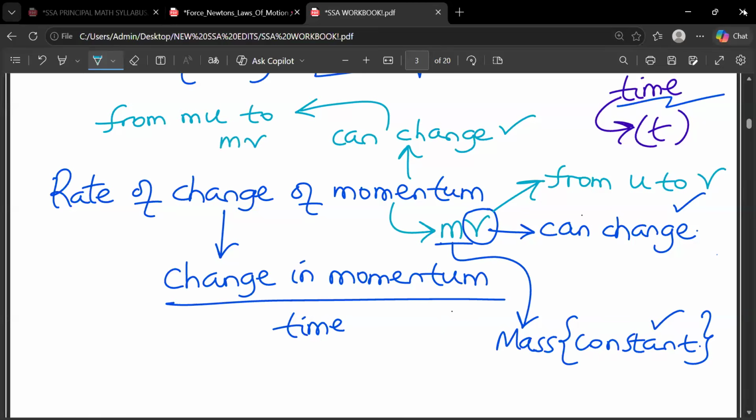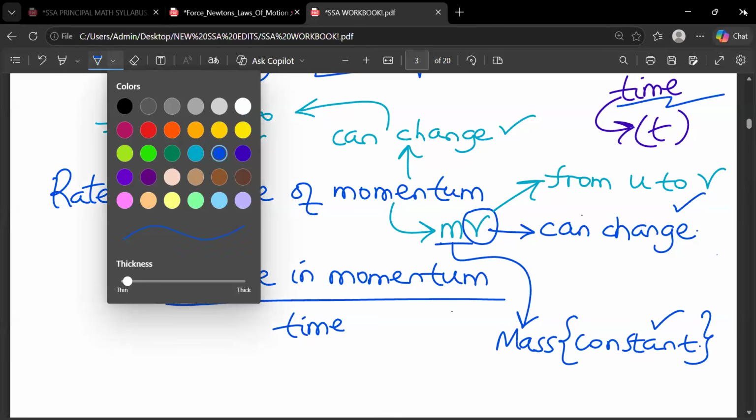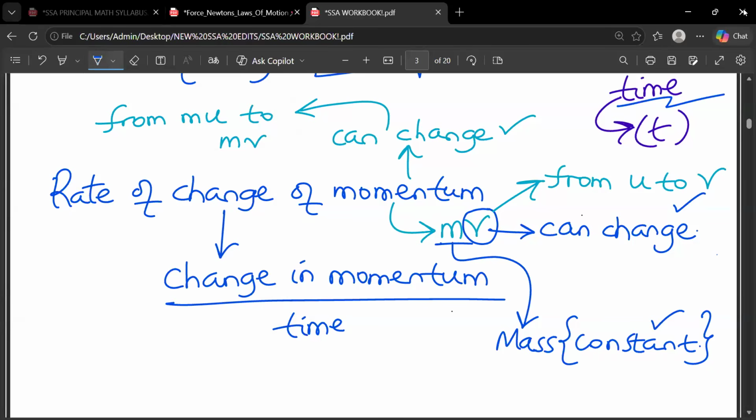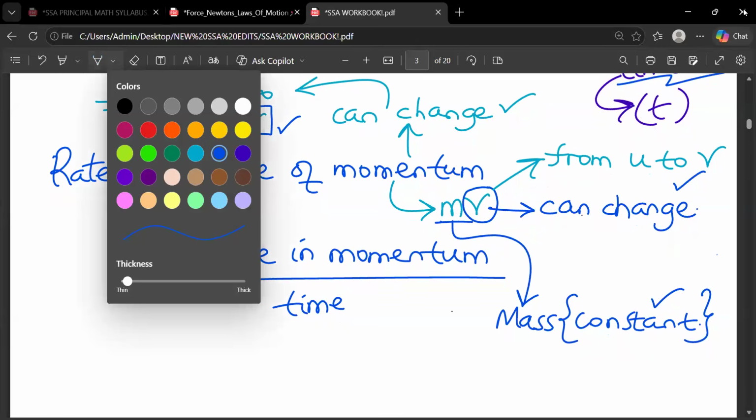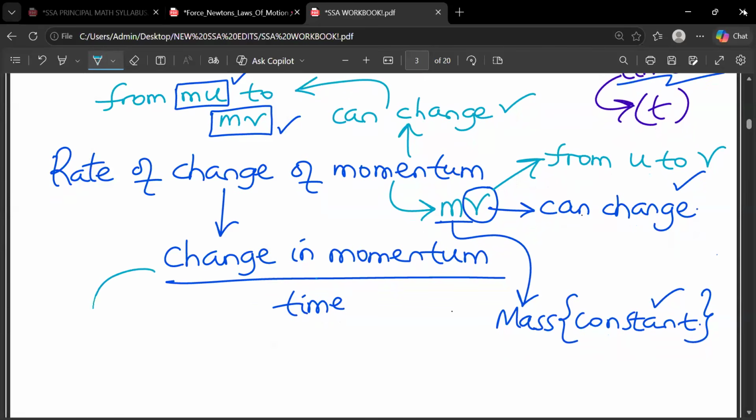Do people get me? Because you're just simply supposed to multiply mass with speed. If the velocity can change from u to v, even the momentum can change from mu to mv. Hope people have gotten that. So with that, you can really get the formula for the rate of change of momentum: the change in momentum shall be mv, because it is the final, minus the initial mu, over the time t. Do you see that? Hope you're learning something.